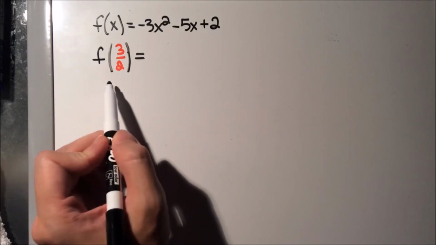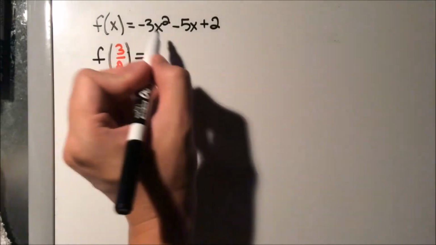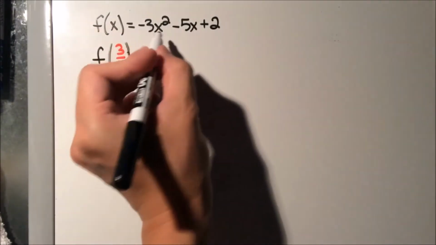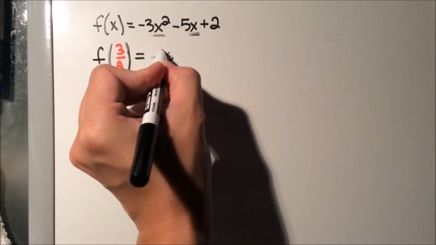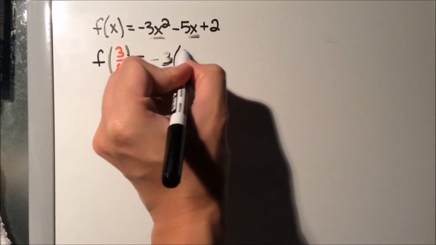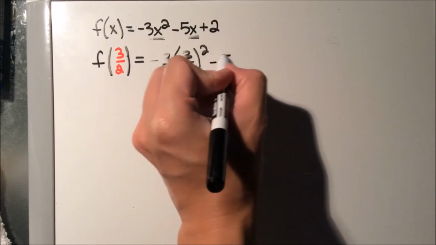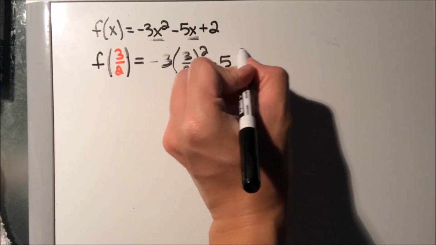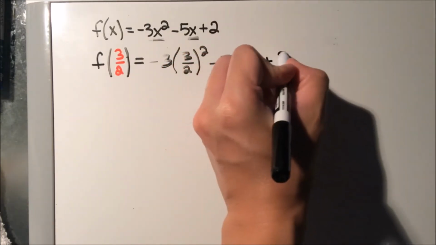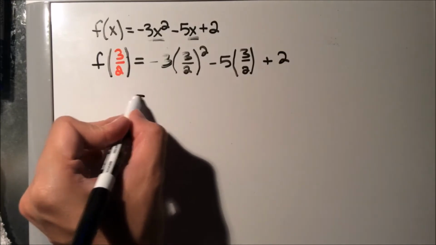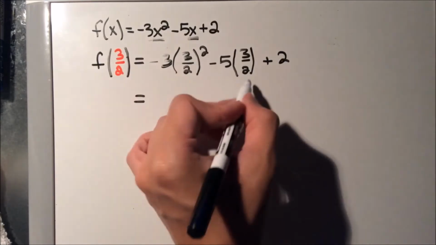Now with this example, we're going to evaluate f of 3 halves. So again, all we're doing is switching out the x with 3 halves. So negative 3 times 3 halves squared, minus 5 times 3 halves, plus 2. So again, order of operations: we don't have to worry about parentheses because you already have one number.